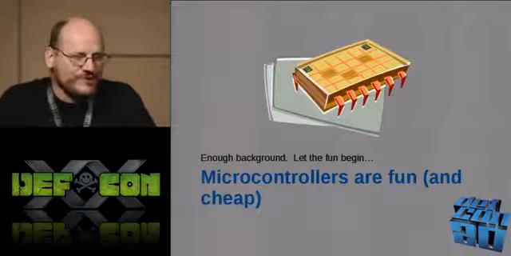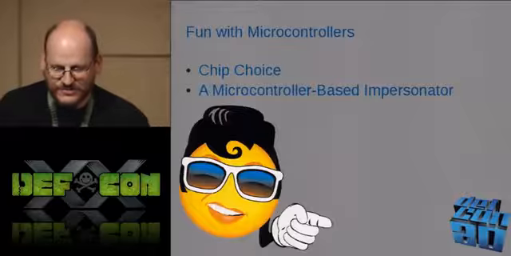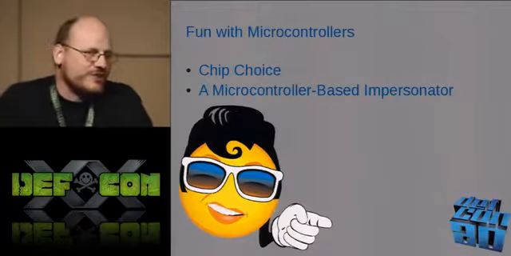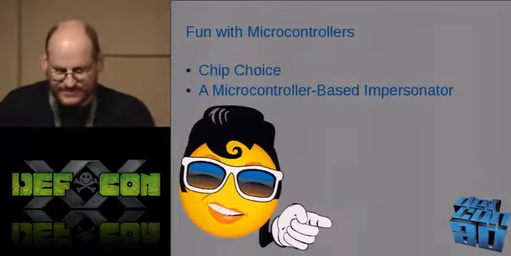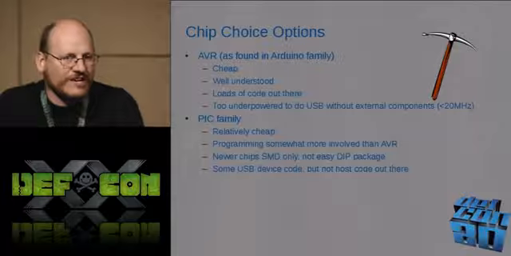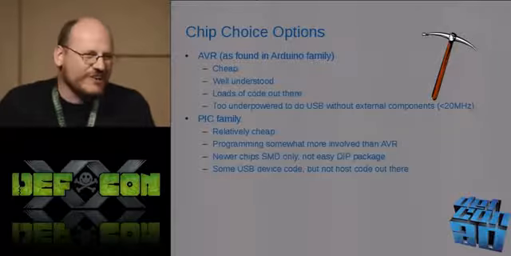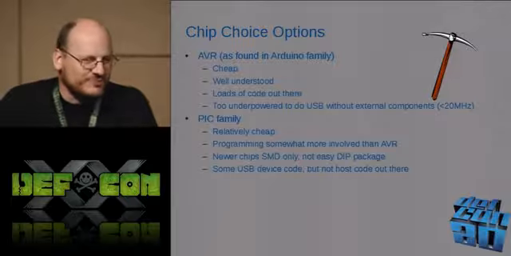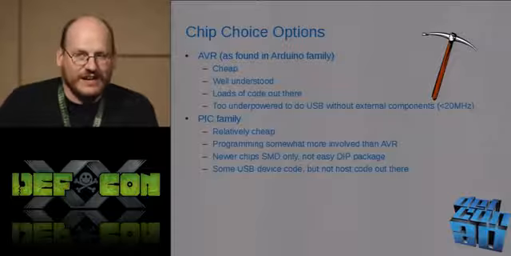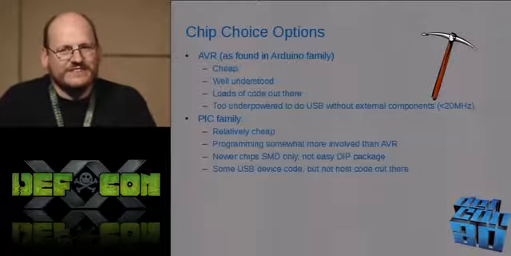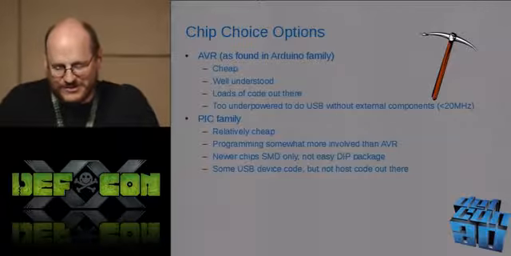So we'll use some microcontrollers because they're fun and they're cheap. When you're going to use a microcontroller, you can look at the different possibilities and say, which one should I use? Well, AVR is pretty popular. It's used in the Arduino family. A lot of code out there. Unfortunately, it doesn't do USB very well. Even the U series chips, yeah, you don't need the FTDI chip anymore, but they don't do mass storage. They will do HID stuff, but not mass storage.